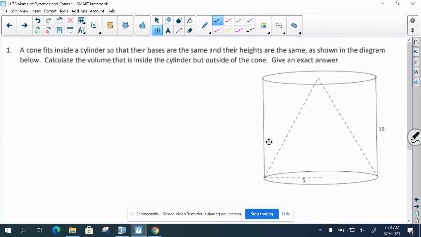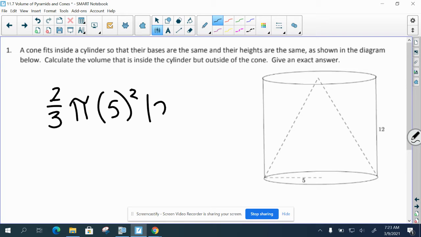All right, so here, one thing we could do is figure out the whole volume of the cylinder and then the volume of the cone and subtract them. But if we know the relationship between them, that 1/3 relationship, we could just say, well, the rest of it is going to be 2/3. So we could do 2/3 times the volume of the cylinder. So we'll do 2/3 times pi. R is 5, so r squared times 12. Okay, type that in your calculator.